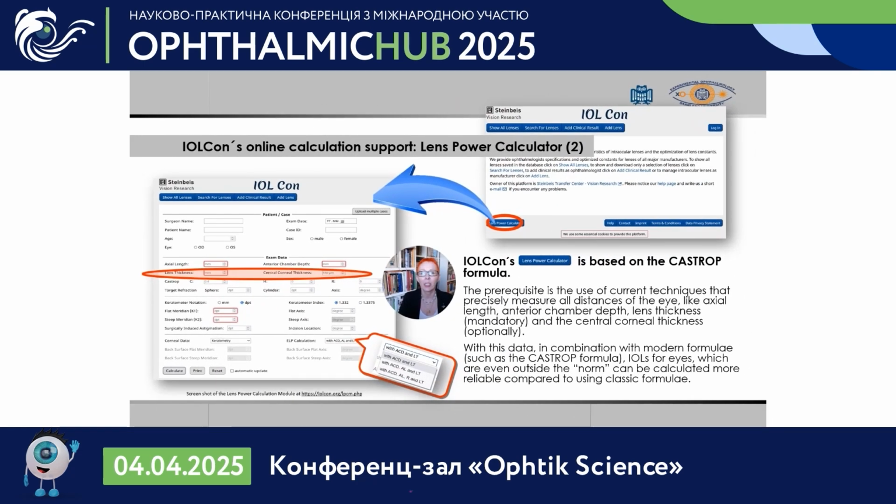The prerequisite is the use of current techniques that precisely measure all distances of the eye, like the axial length, the anterior chamber depth, the lens thickness. These are mandatory, and the central corneal thickness, which would be optional. With this data, in combination with modern formulae, like the Castrop formula, IOLs for difficult eyes, those eyes which are outside the norm, can be calculated more reliably compared to using classic formulae.